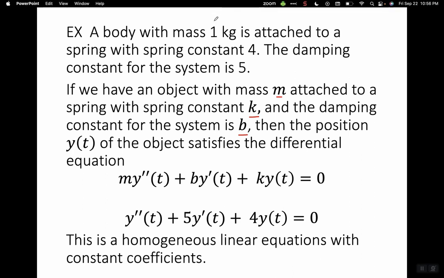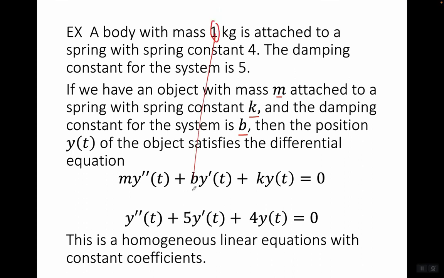In this case, the mass m is 1, so that's going to be our m here. b is the damping constant, so that's going to be 5. And we're told that k, the spring constant, is 4. So k is going to be 4. Okay, so we get the differential equation y double prime of t plus 5y prime of t plus 4y of t equals 0. This is a homogeneous linear equation with constant coefficients.